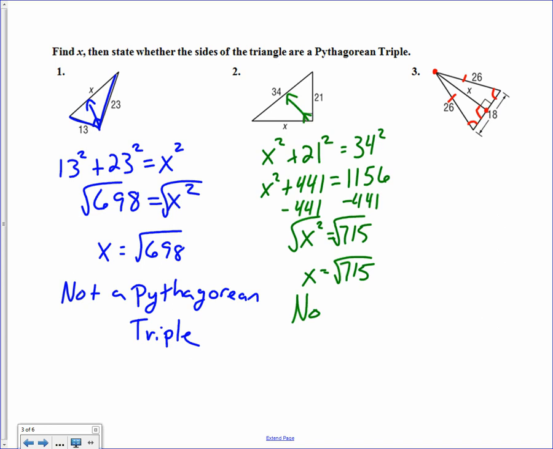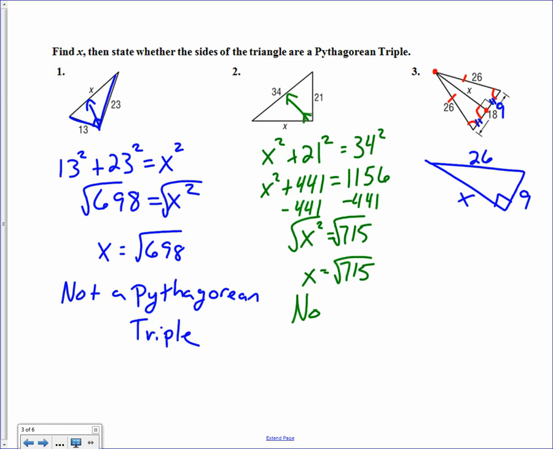That means that this point is on the perpendicular bisector, which means that these two parts are congruent. It means the length here is 9. So we might pull that out and look at just that right triangle with 9 and 26. And we're looking for x.